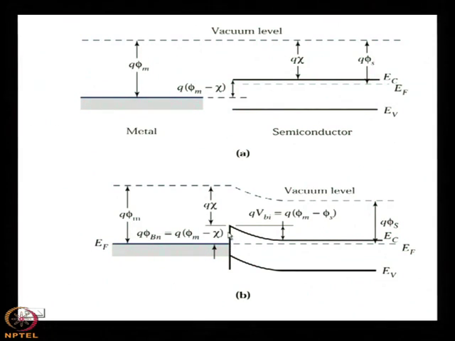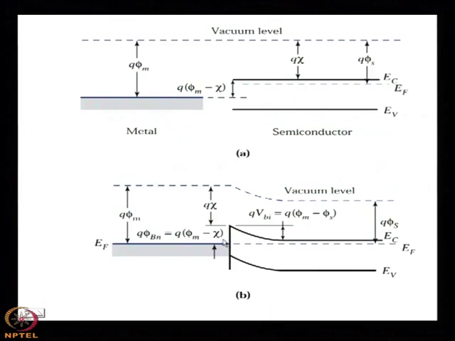Barrier height means the energy, not the distance here, it is the energy which is required to excite an electron from the metal to the semiconductor side. Suppose you want to emit an electron from the metal to the semiconductor side, then how much is the energy required? It is q phi b n, that is known as the barrier height.